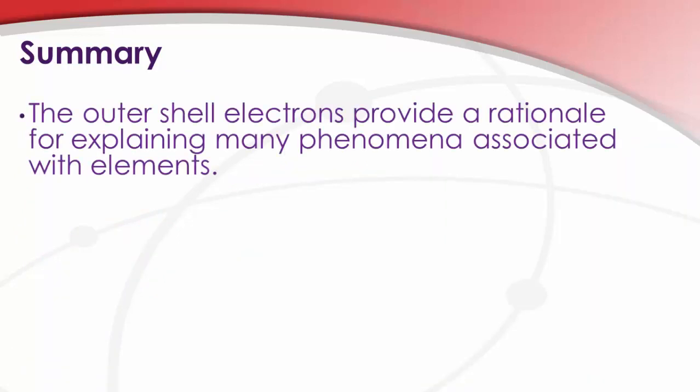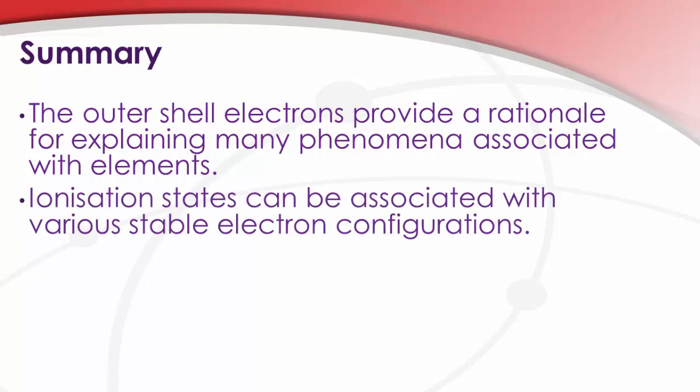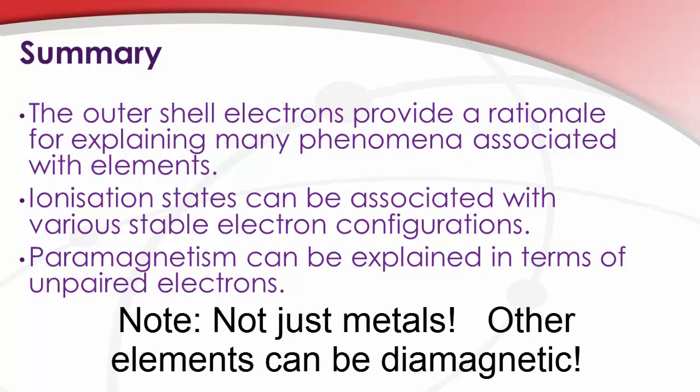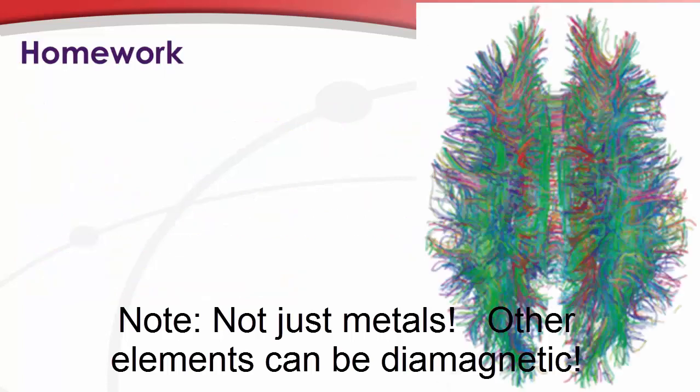Okay, so this quick discussion today simply looked at some of the outer shell electron phenomena that we can now explain based on what we know about the way these electrons are placed inside the orbitals. We can explain various ionization states of metals based on stable electron configurations. We can explain paramagnetism, the weak magnetic force that attracts some metals. And we can explain diamagnetism, the repulsion of certain other metals based on paired electrons.